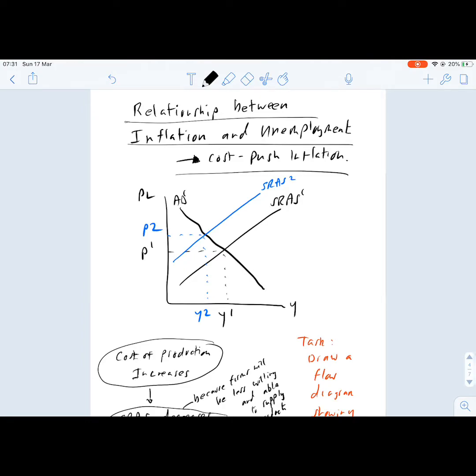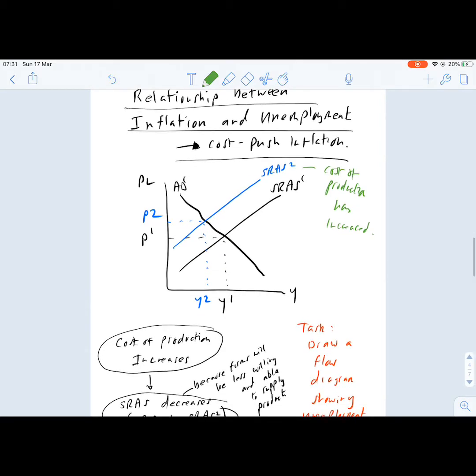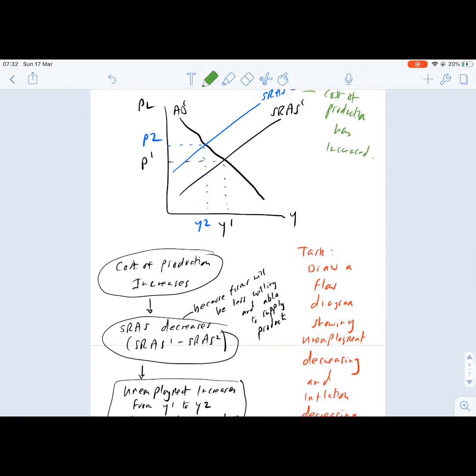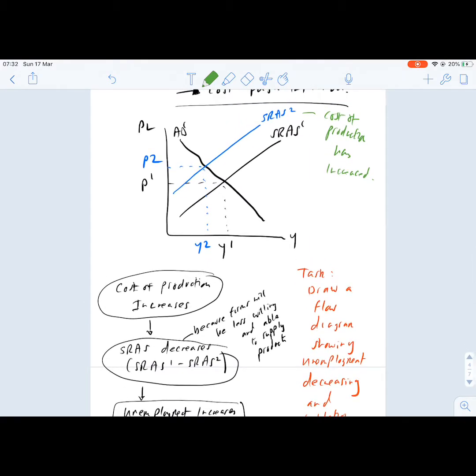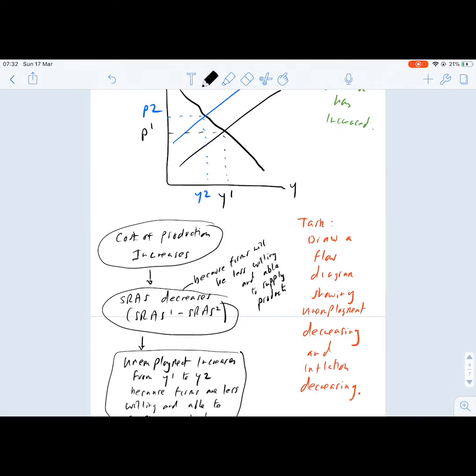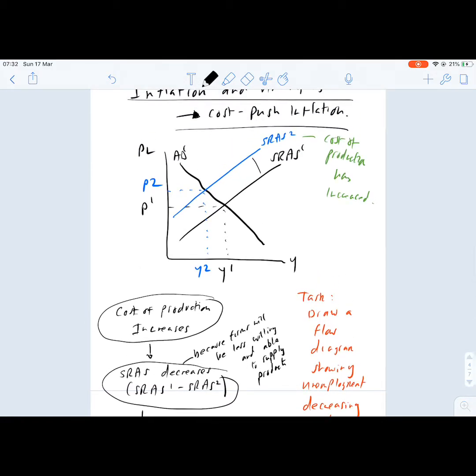Okay, so if we have a look at this diagram here, you can see there in the blue that short run aggregate supply has decreased to short run aggregate supply 2, and this would be because the cost of production has increased. So let's just have a look at the flow diagram to explain this. So if the cost of production increases, then short-run aggregate supply will decrease from short-run aggregate supply 1 to 2, which we can see here.